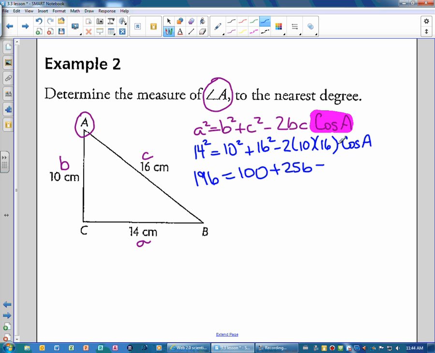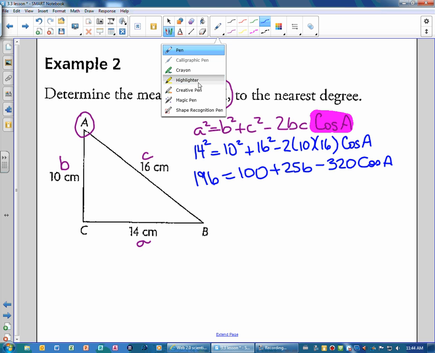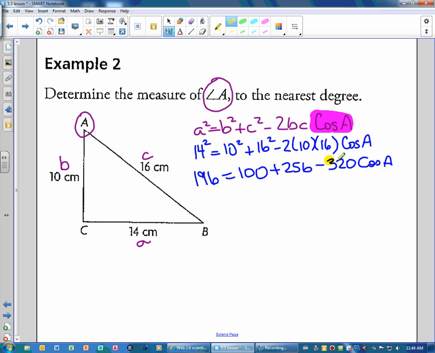Well, I don't know what the cos of A is, but I can do 2 times 10 times 16. 2 times 10 is 20. 20 times 16 is like 2 times 16, so it's 320 cos of A. Okay, BEDMAS question now. I'm going to highlight this again so you really see. This is all one thing here. It's 320 times the cos of A.